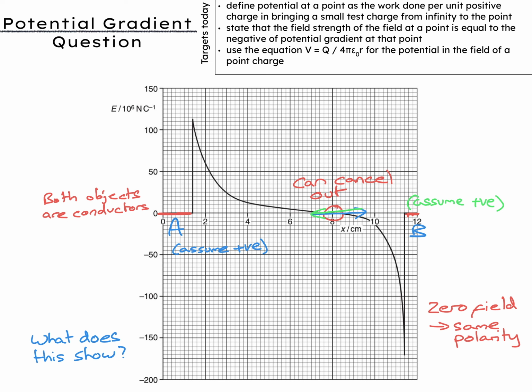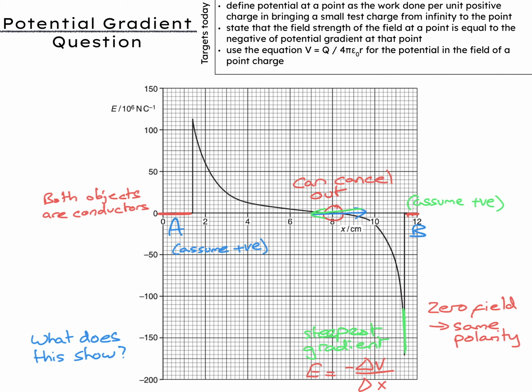Also, remembering that the electric field strength plotted here is the negative of the potential gradient, we can see that the potential is changing most rapidly here at 11.4 centimeters. This is the largest value of E, so that's the largest change in potential. And we can also tell that the rate of change of potential has a minimum value here, here, and here, where the field strength is 0.